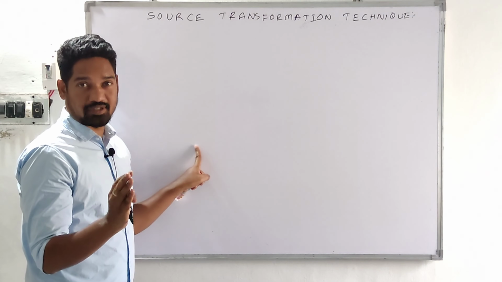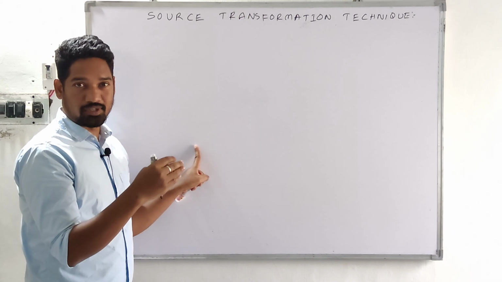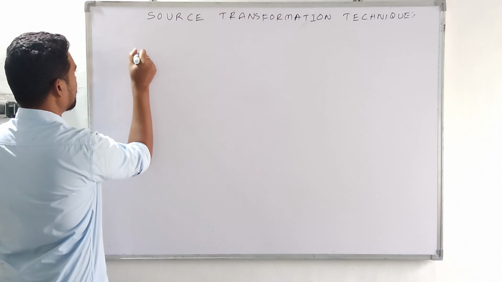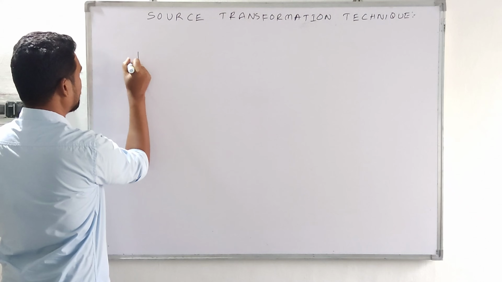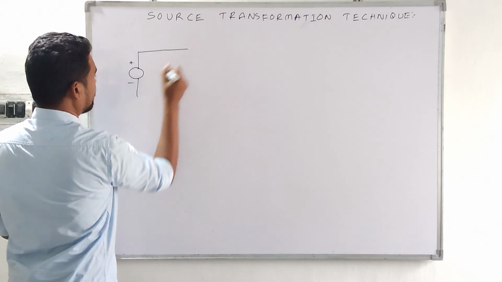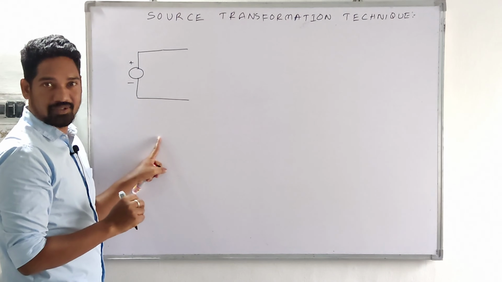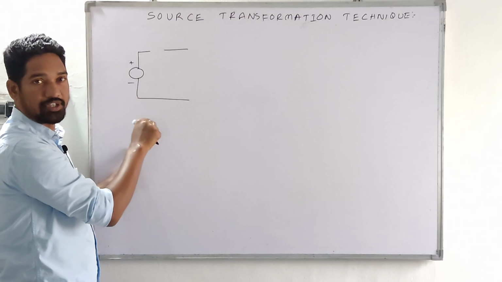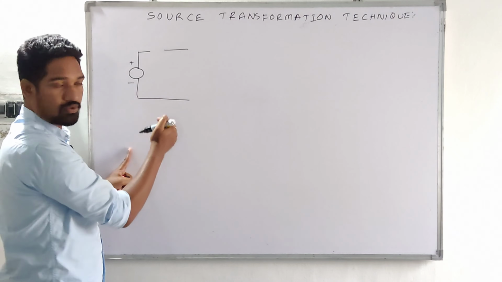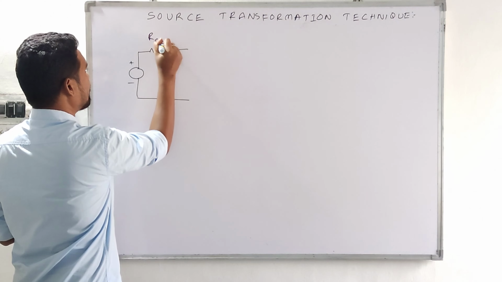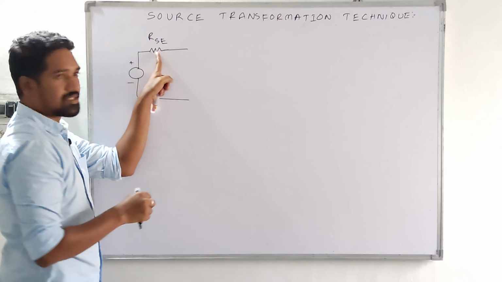I repeat, a practical voltage source. Why? Because there is some difference from the ideal voltage source. So a practical voltage source will be like this one, with a positive and a negative over here. For a practical voltage source, we have to represent the voltage source with the internal resistance of the source, RSE, in series.